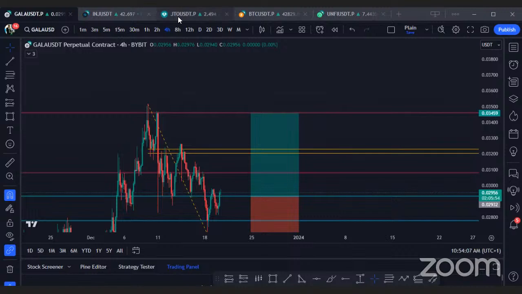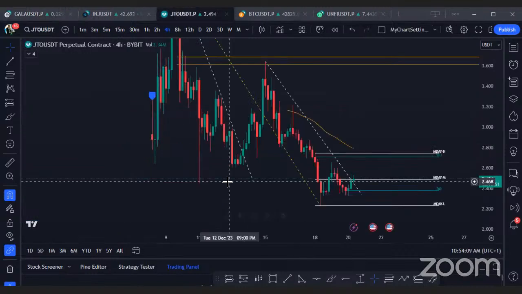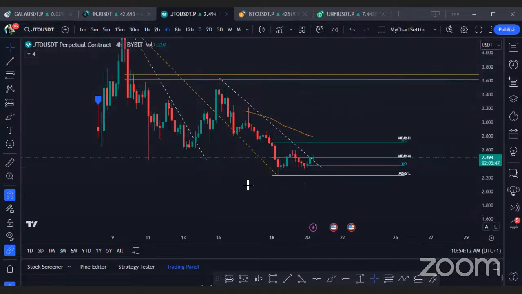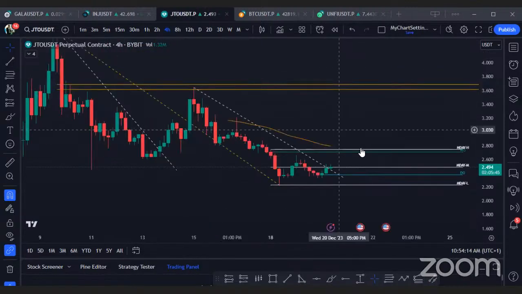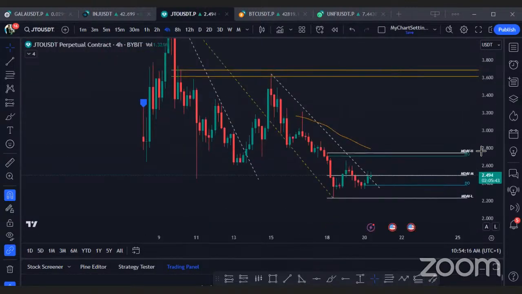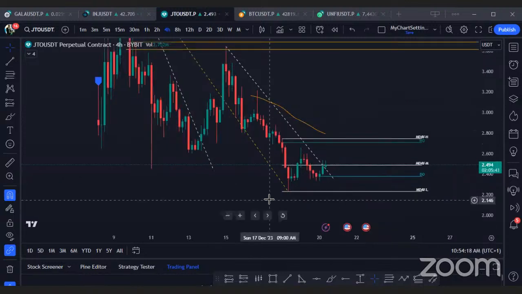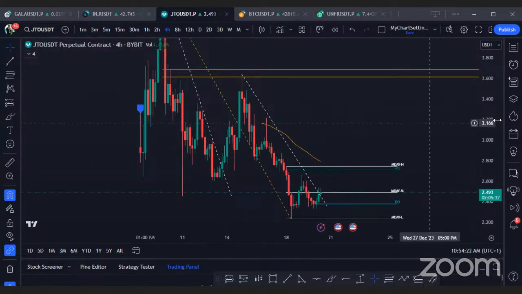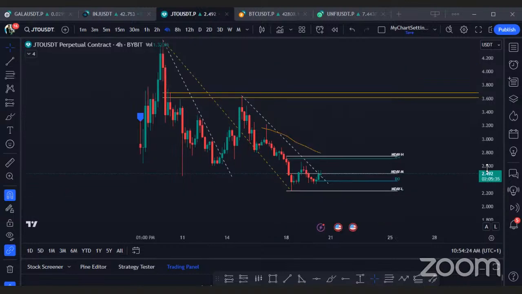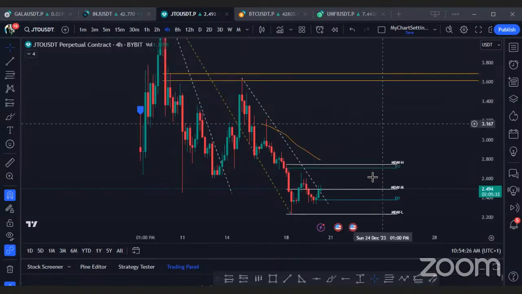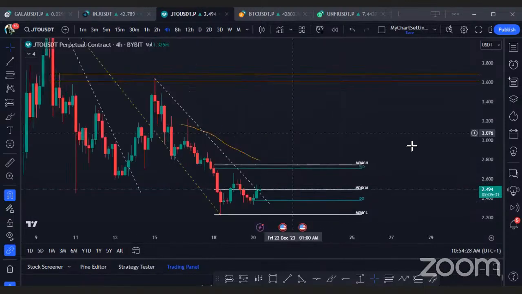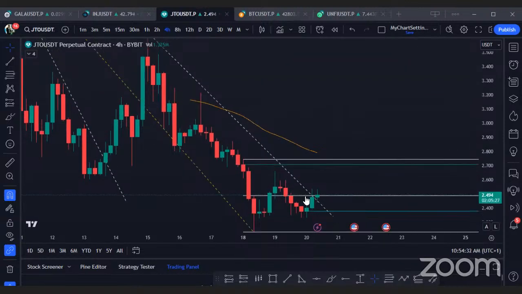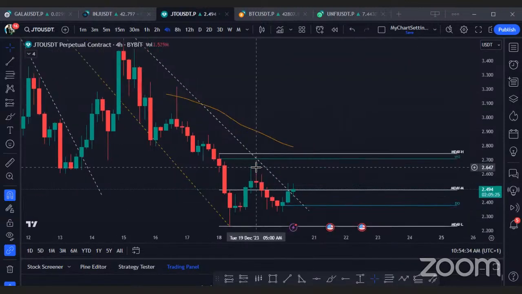G2, I'm looking at longing G2, but the way the stuff is going right now, I don't understand this token. I'm looking at longing G2. Maybe target that area of $3. I'm looking at taking a long on G2, okay? Well, let's see how it goes anyways. I don't want to miss that on this.